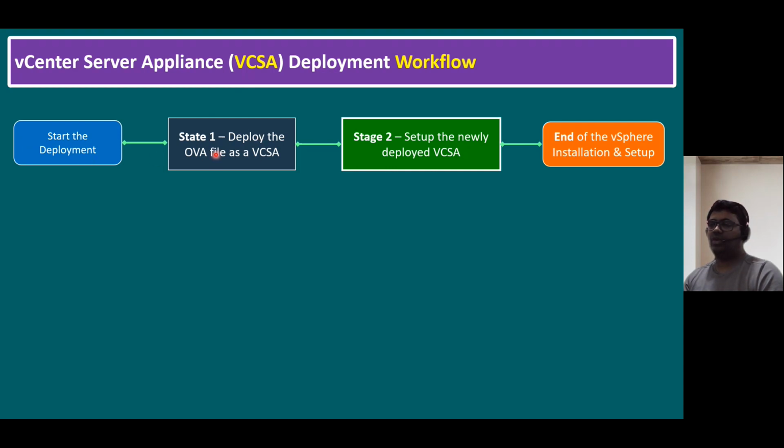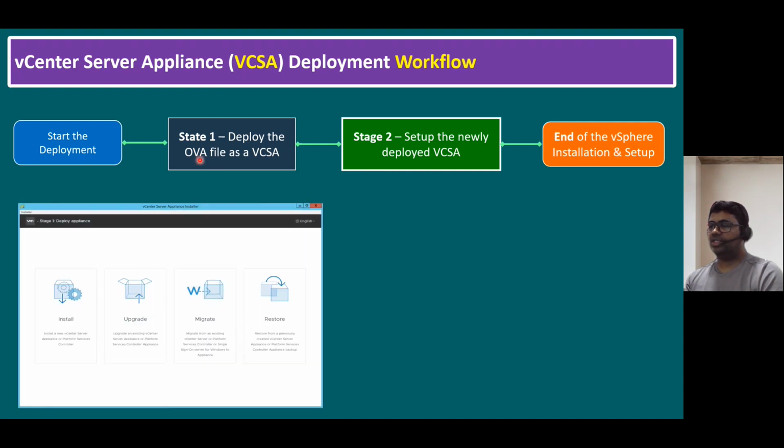In stage one, we are just deploying the OVA file as a VCSA. But in order to do stage one, we require at least one ESXi host to be ready. In the second stage, we set up the newly deployed VCSA, and finally, we end the vSphere installation and setup. In the screenshots, the stage one screen looks like this. Stage one, deploy appliance.